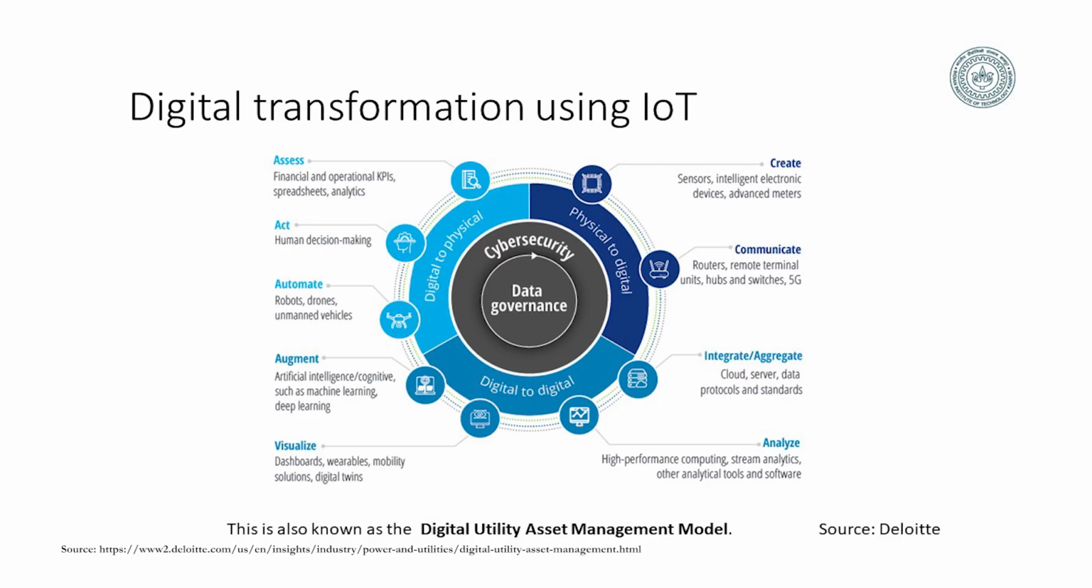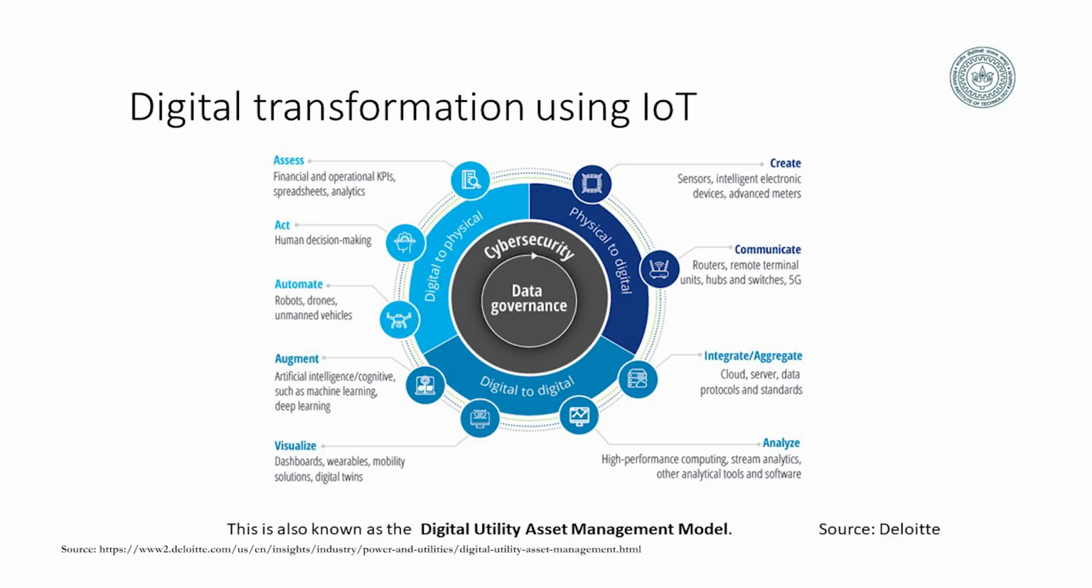Then comes the communicate phase. In the communicate phase, the data which the sensors, the intelligent electronic devices and the advanced meters are collecting, that needs to be communicated, and to do that you may use routers, you may use remote terminal units, hubs, switches, and you may use networks such as 4G, 5G, etc.